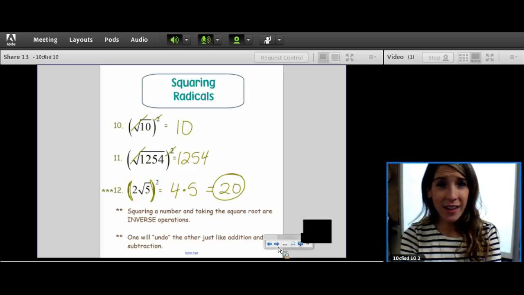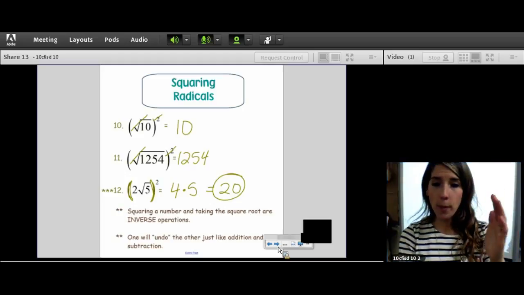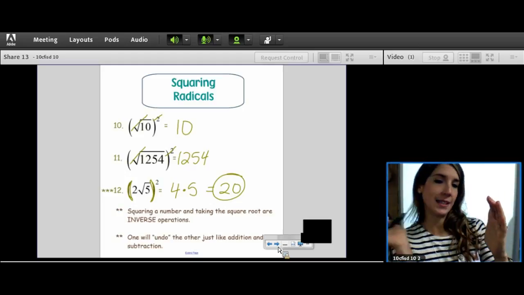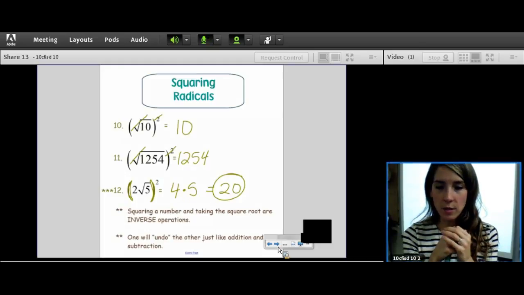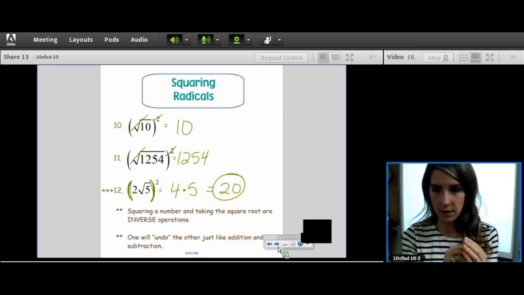Can you put that in your calculator? Absolutely. Open parentheses, put 2 root 5. You have to exit the radical, close parentheses, and square it. So yes, you can put that in your calculator. You're allowed to use a calculator on every assignment.